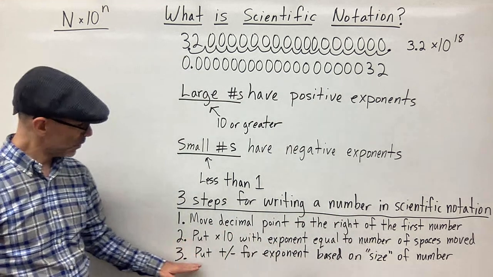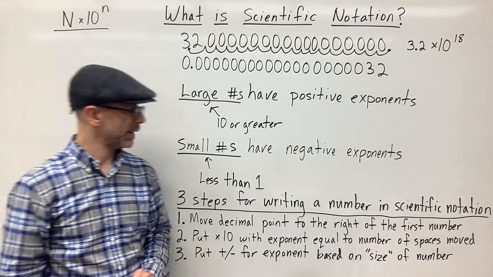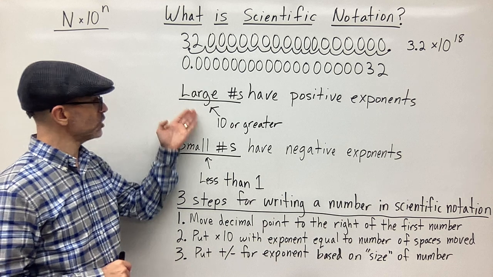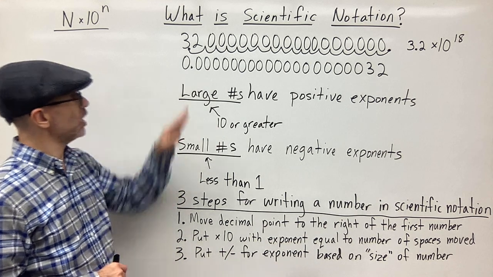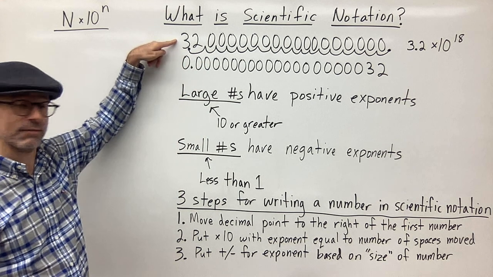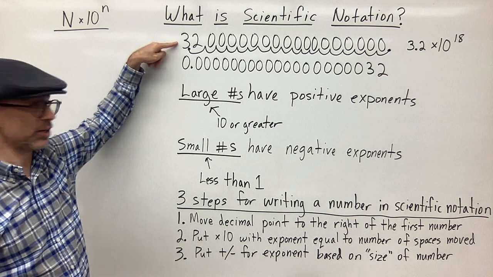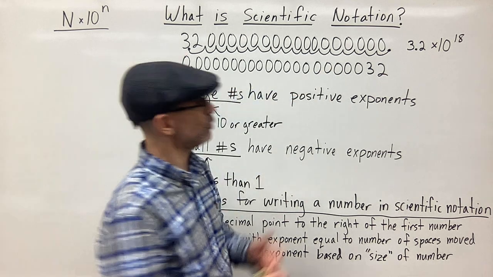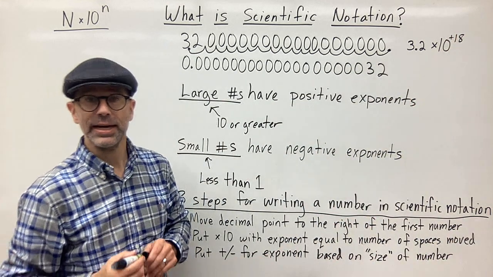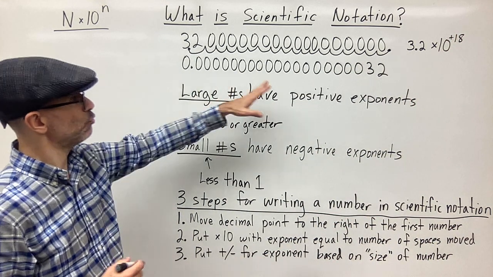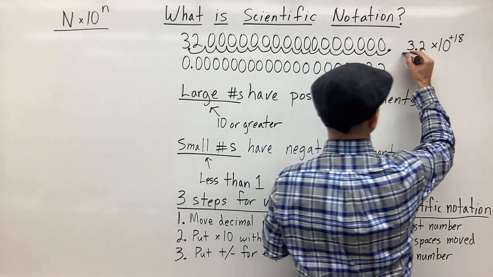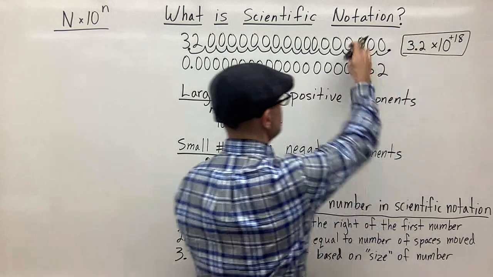Now for the third step, put a plus or minus for the exponent based on size. Is this a large number or a small number? Large numbers, 10 or greater. Small, less than 1. This number is definitely 10 or greater, right? Obviously. So that means it's a positive exponent. You can either leave it like this, or if you would like, you could put a positive there. That's fine too. And that is how you write this number in scientific notation.